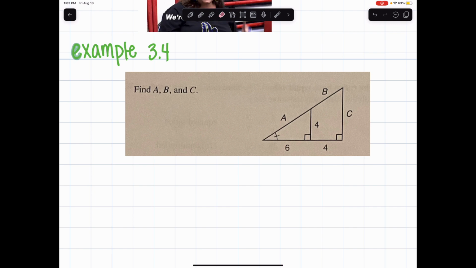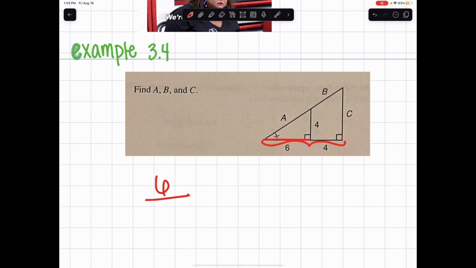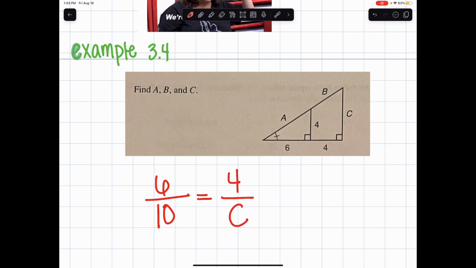So I'm going to say 6 is to 10. Do you get why I did 10? When I compare those two triangles, those sides are the same. These are the same. This one is proportional to that one. So 6 is to 10. Don't just do 4, you got to do the 10. As 4 is to C. You got to get the ratios right or else you'll get the wrong answer.